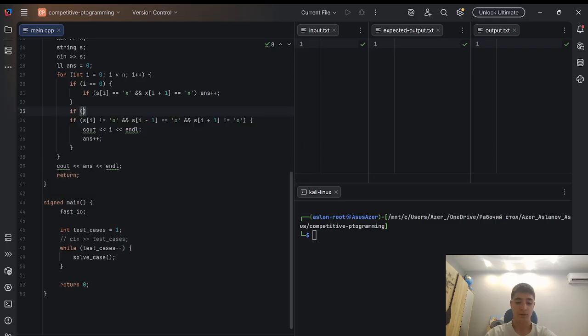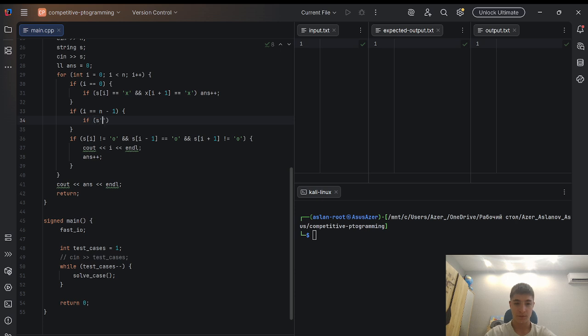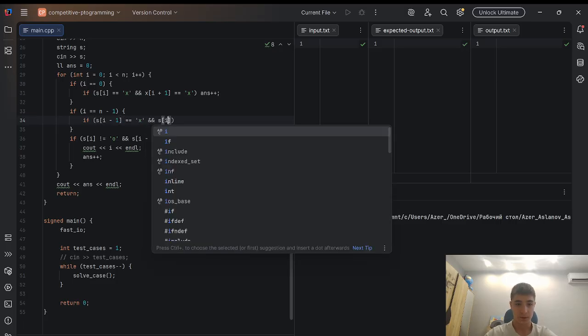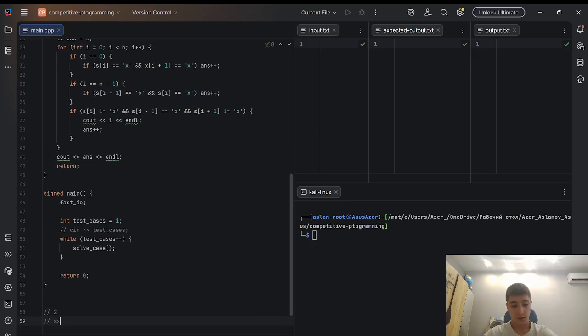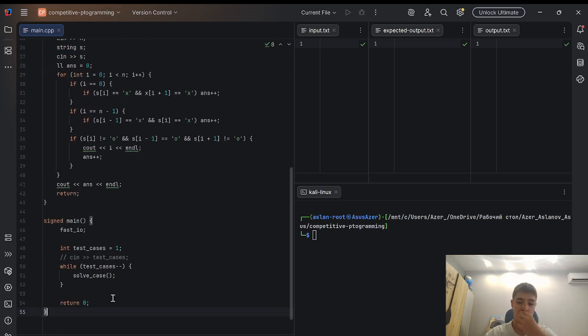So now if y equal to n minus 1, if s[y minus 1] equal to x and s[y] equal to x, we do answer plus plus. So in this type of test case, 2 x, the first of them is right there and the second is right there, so we get 2. That's pretty good. But what if we get a really not the best situation, like 1 x?